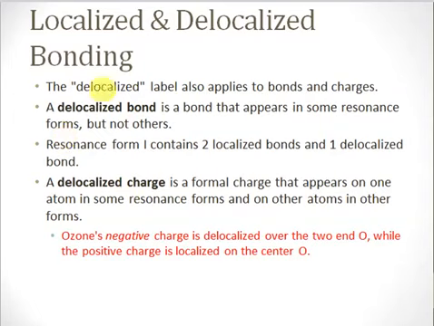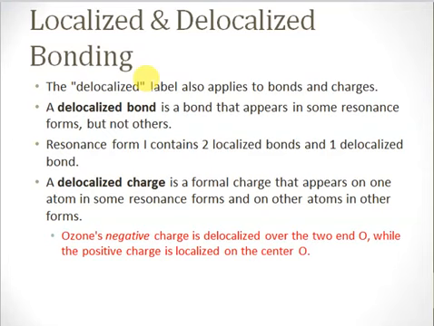So delocalized electrons are not fixed between atoms. This delocalized label also applies to bonds and charges. So a bond can be delocalized, and a charge can be delocalized. A delocalized bond is a bond that appears in some resonance forms but not in the others. Similarly, a delocalized charge is a formal charge. Right, so we have discussed the formal charge in detail in this lecture earlier. So a delocalized charge is a formal charge that appears on one atom in some resonance forms and not in the others.